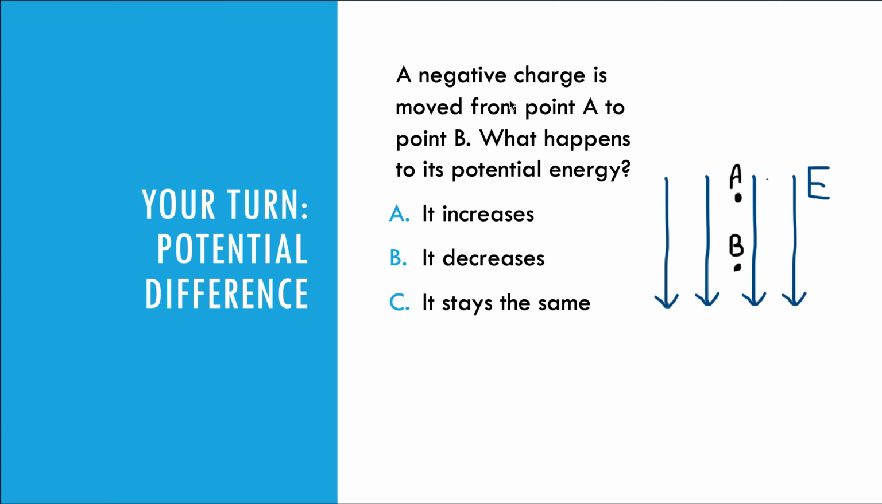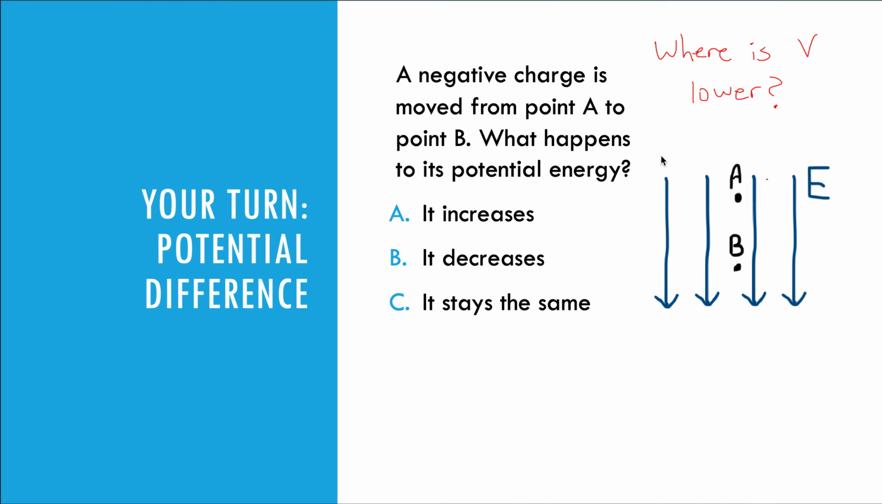what I meant to ask, forget about this question, is where is the potential lower or higher? Let's just rewrite this. Where is potential lower? Because we already looked at potential energy earlier, so I meant to change this question. Just a little typo there. So is the potential lower at A or at B, or are these two points at the same potential?